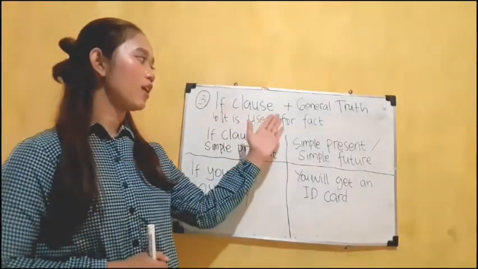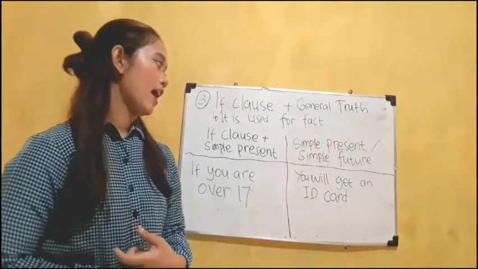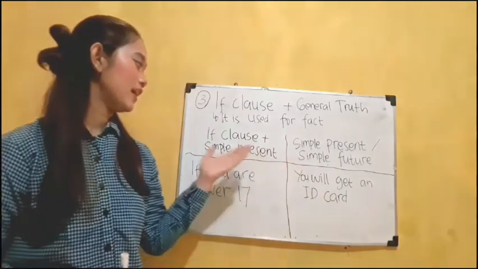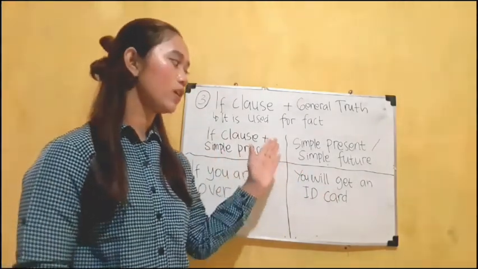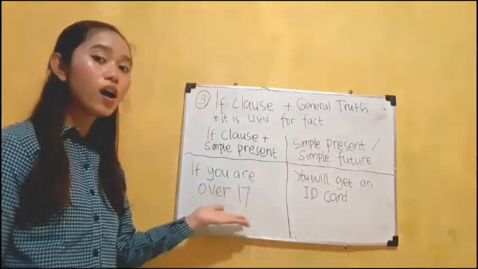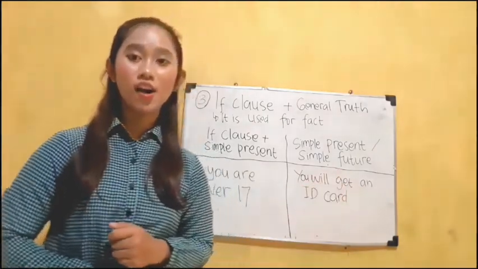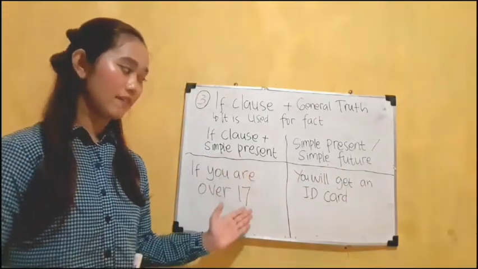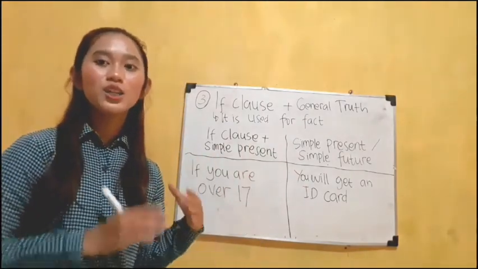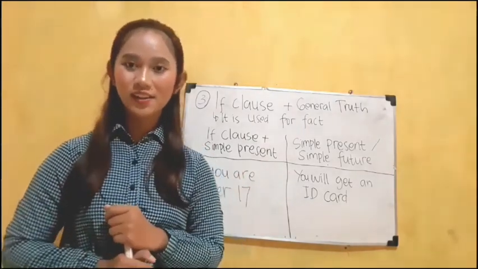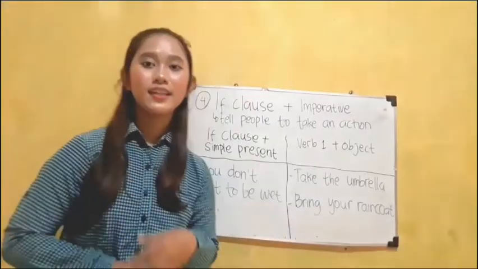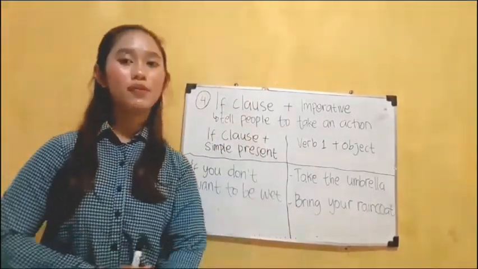Next is if clause plus general truth. And this conditional clause is used for telling fact. So after if clause and simple present tense, we can use simple present or simple future. For example, if you are over 70, you will get an ID card. If you are over 70, you get your ID card. If you want to visit South Korea, you will see many beautiful places there. So, it's telling fact.